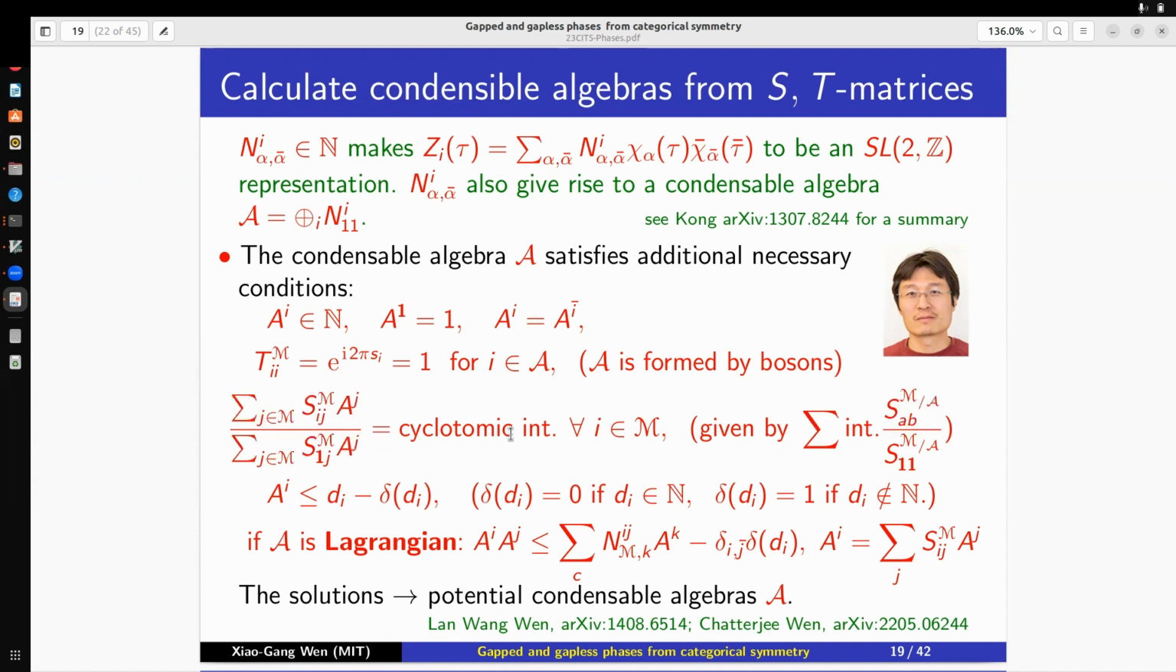Those conditions are harder to appreciate, but it's really some categorical theory. So basically, you have the S matrix, you multiply A_I, and the S matrix with index 1 times A_I. The ratio of these two numbers, just general complex numbers, should be a so-called cyclotomic integer. A cyclotomic number means a combination of roots of unity with rational coefficients. A cyclotomic integer means a combination of roots of unity with integer coefficients. So it has this kind of property.